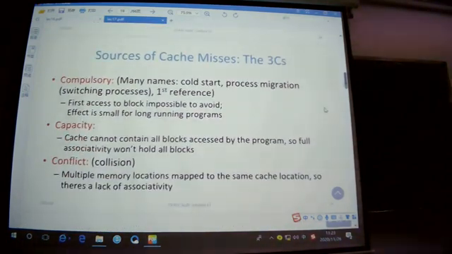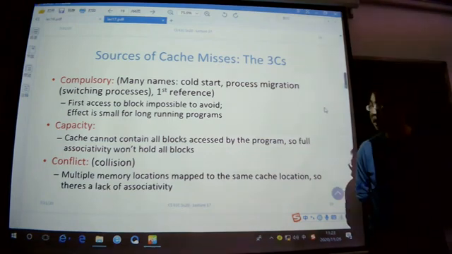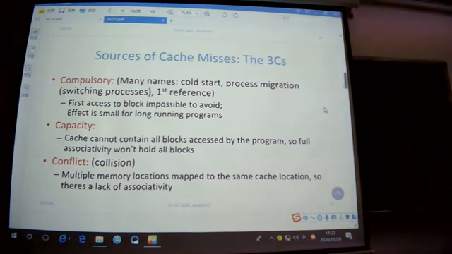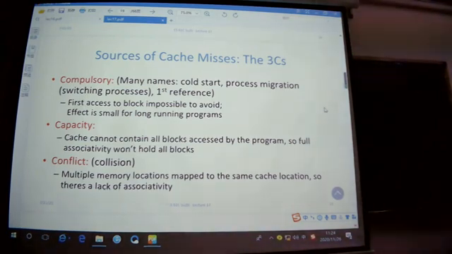Okay, this is the 3C: compulsory, capacity, and conflict. You can find that compulsory has many names: cold start, program migration, and first reference. The first access to a block is impossible to avoid. The first access is a miss, which is very regular. So you can find the effect is small for long running programs.